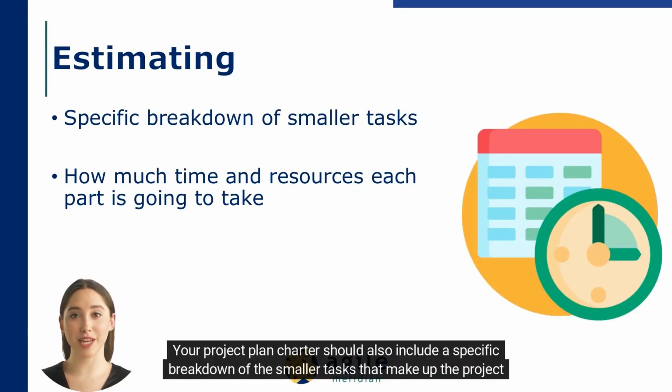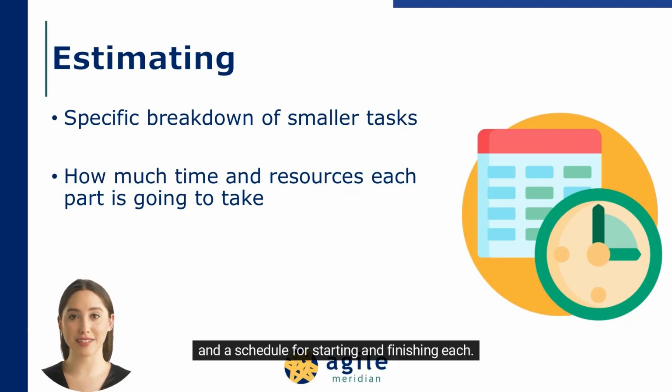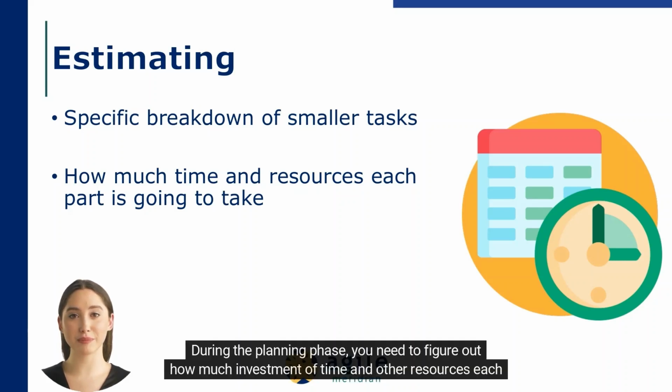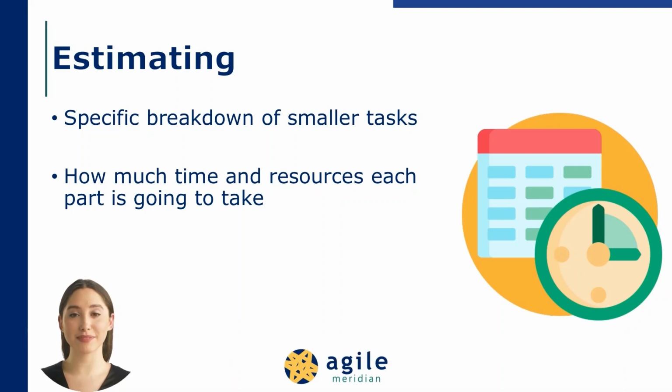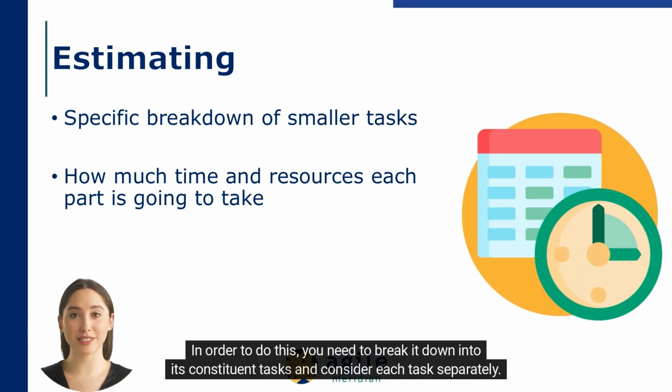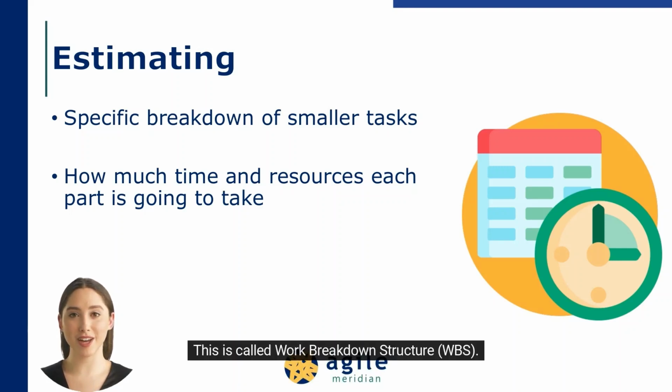Your project plan charter should also include a specific breakdown of the smaller tasks that make up the project and a schedule for starting and finishing each. During the planning phase, you need to figure out how much investment of time and other resources each part of the project is going to take. In order to do this, you need to break it down into its constituent tasks and consider each task separately. This is called Work Breakdown Structure, WBS.